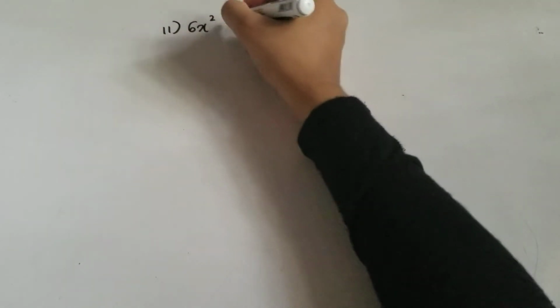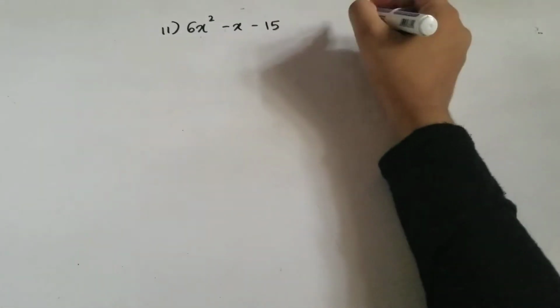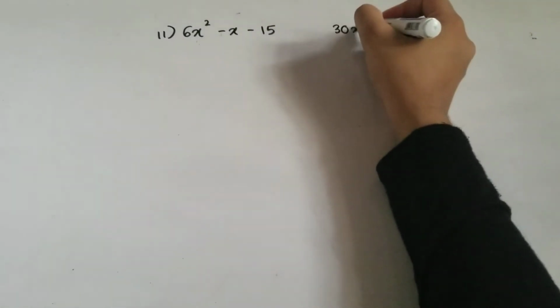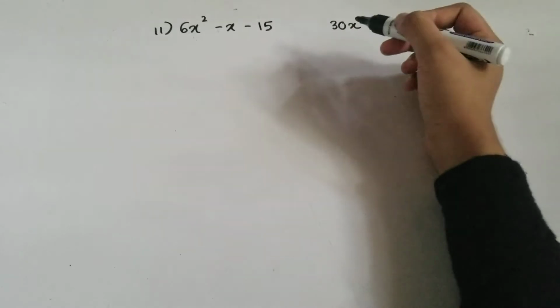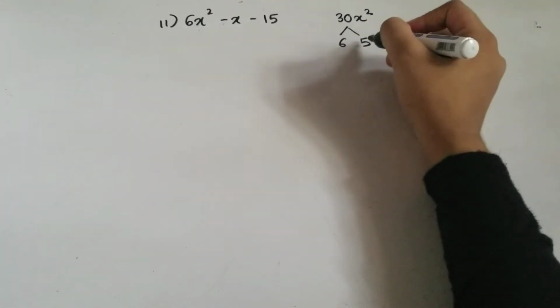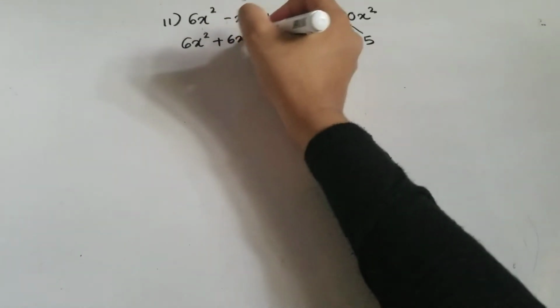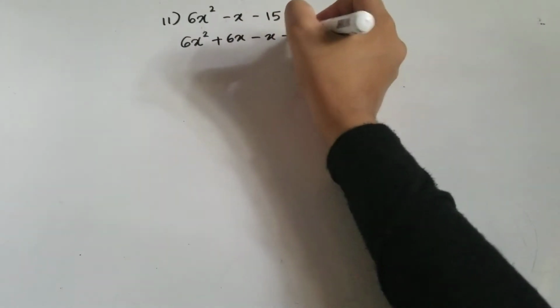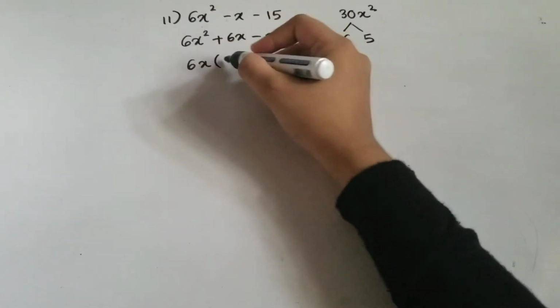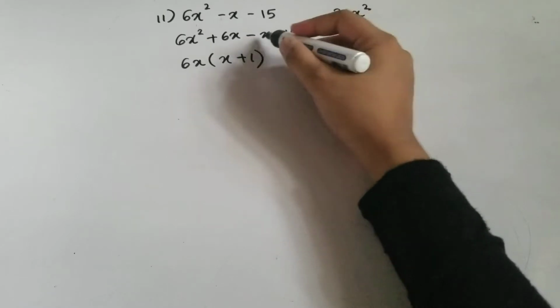6x squared minus x minus 15. So 6 times 15 is 30. So we are getting 30x squared. Now we need only 1. So that is 6 and 5 is suitable, because 6 minus 5 is 1. 6x squared plus 6x minus x minus 15. 6x into x plus 1. So x plus 1 here. Now I need negative.